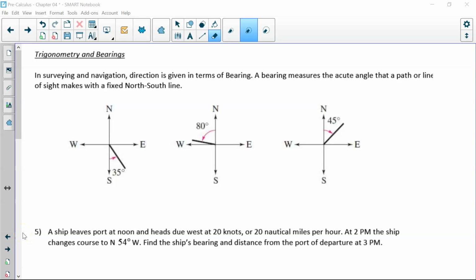Welcome back. We're in section 4.8. We're looking at bearings and trigonometry today. Now in survey and navigation, the direction is given in terms of a bearing.